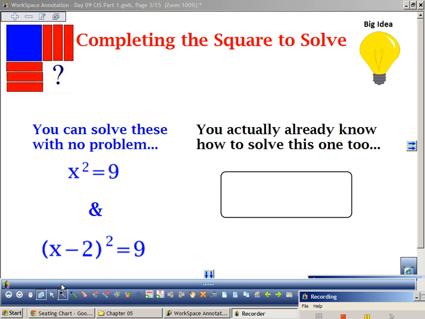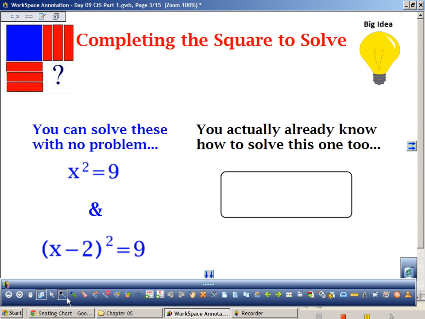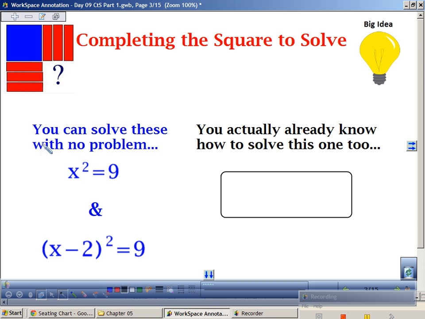Past completing the square. You don't need any notes yet. I want your full, entire attention. You can solve this with no problem. How do I solve this?